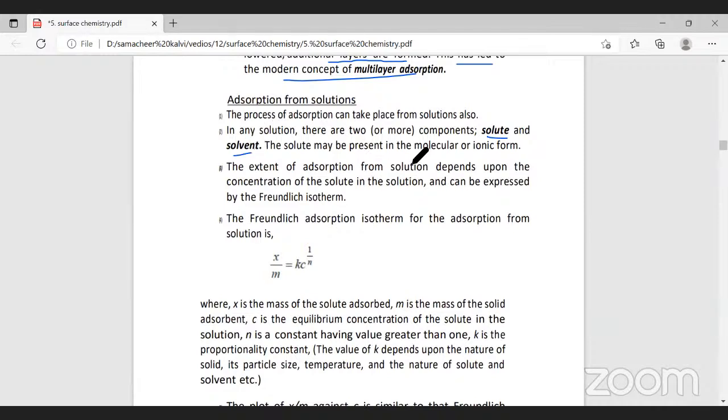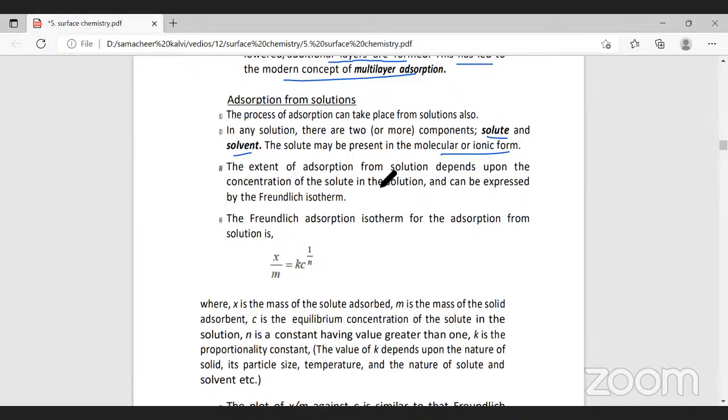The solute may be present in molecular or ionic form. In case of glucose solution, glucose is the solute, water is the solvent. Glucose, when put in water, dissolves and remains as glucose molecules itself. But if you take sodium chloride, the salt, and put it in water, sodium chloride will dissociate to form Na+ and Cl-. Therefore, it remains as ions.